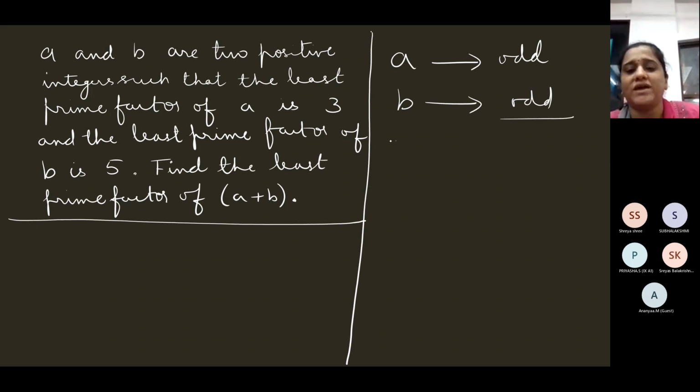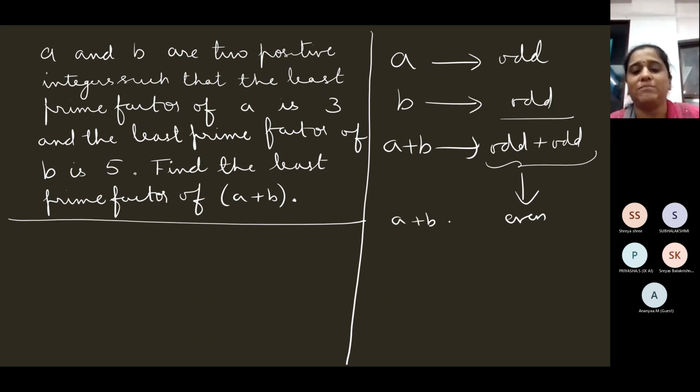So what is the sum of A and B? Odd plus odd. What is the result of an odd number plus an odd number? It's an even number. So A plus B is even. Then what will be the least prime factor of A plus B? 2 will be the least prime factor of A plus B.